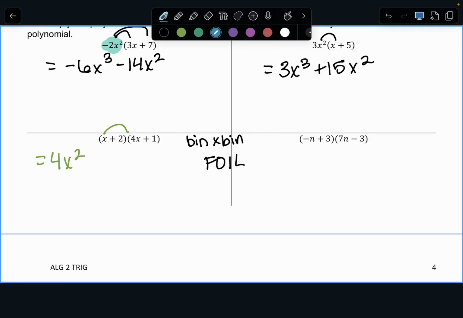What's the O stand for? Outer. So we take our two outside terms. x times 1 is just x. What about the I? Inside. 2 times 4x is 8x. And then the L stands for last. 2 times 1 is 2. And then we combine. My 4x squared stays out in front. I combine my middle two terms to 9x, and then plus 2.